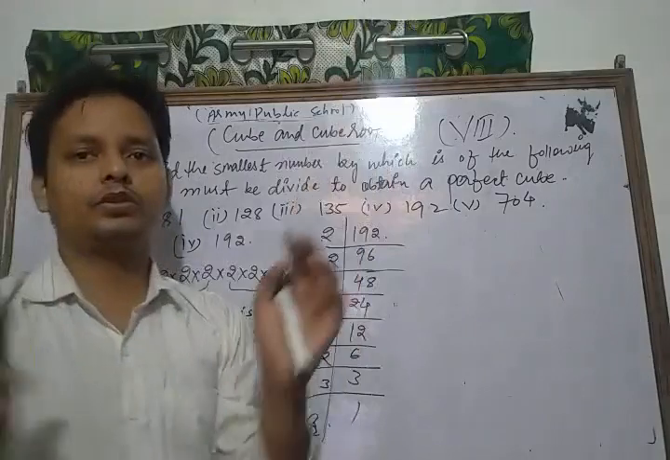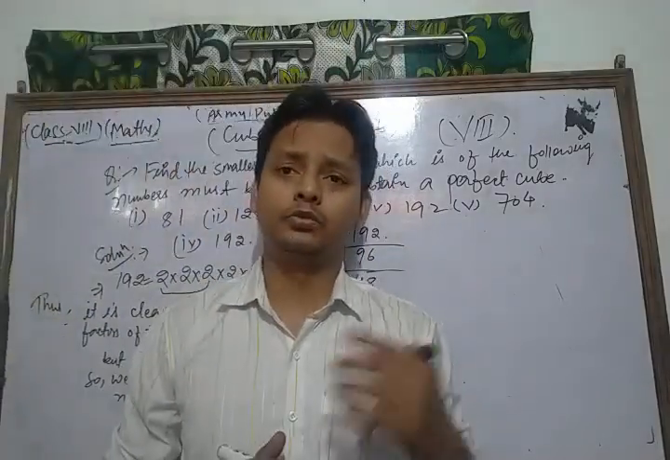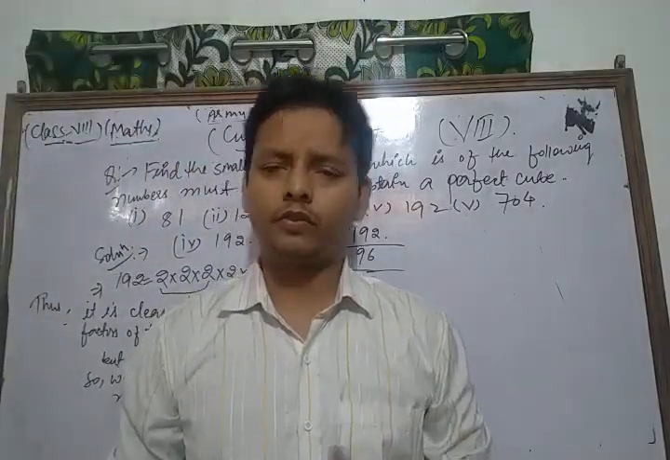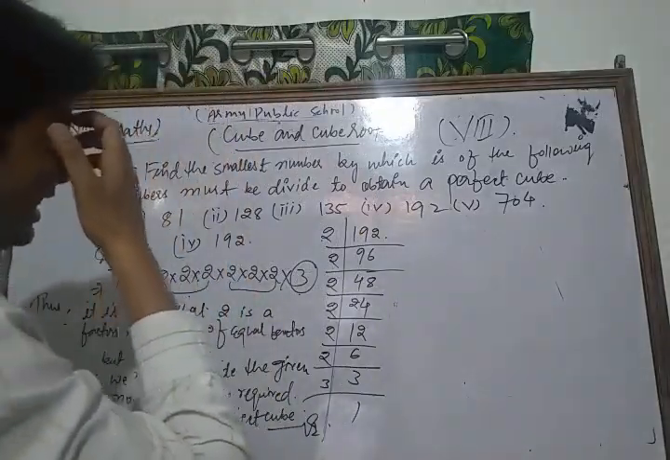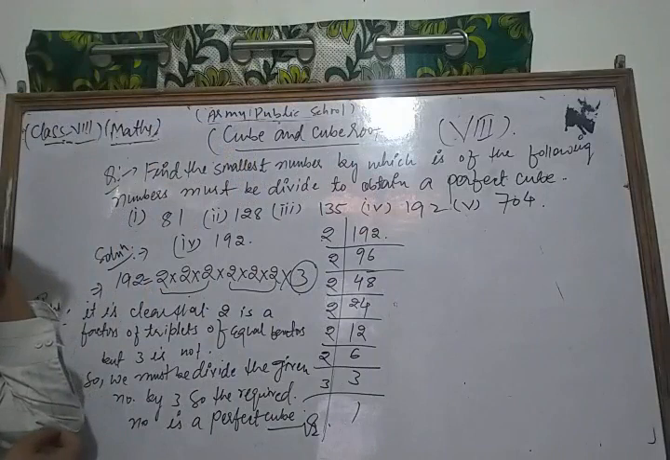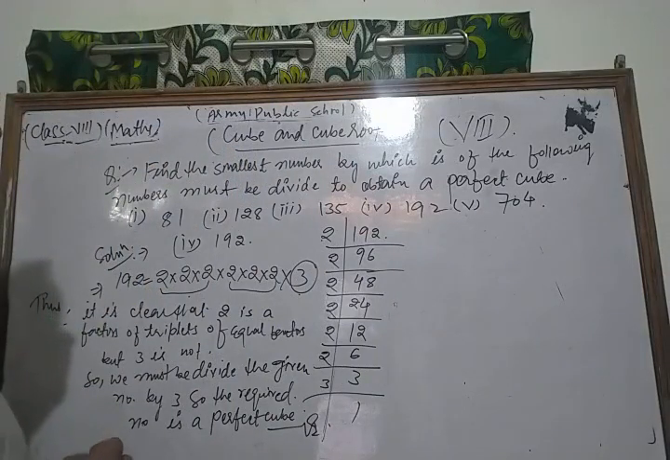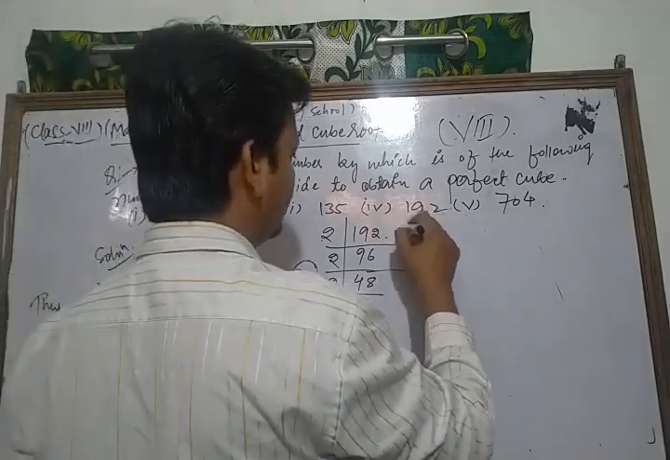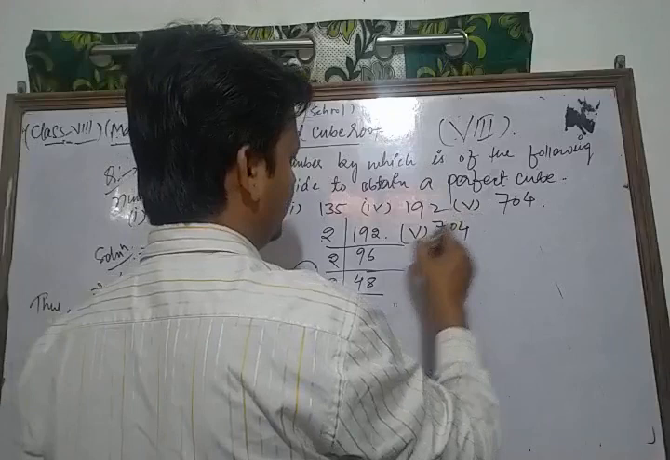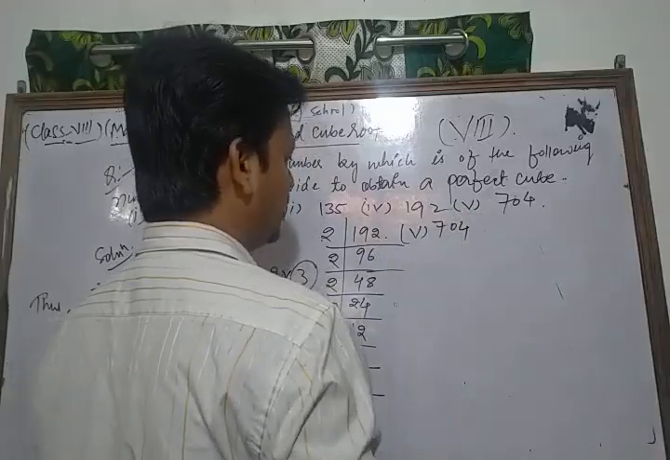Okay, so first of all, this is the initial step. You do their prime factorization. After that, you can solve each and every part of that question. Now similarly, we take and solve the next part of that question. Let's see here, which is 704. This is 704 now.